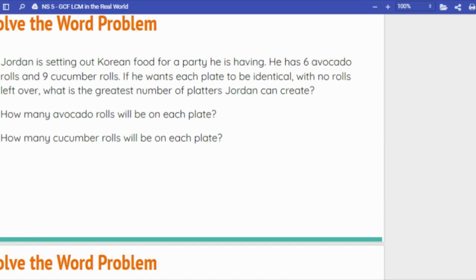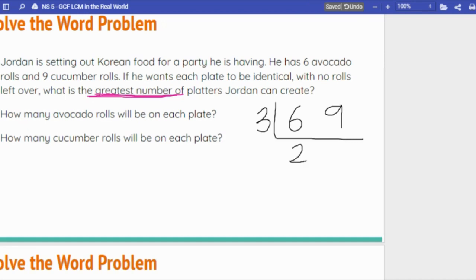So, again, I see a keyword, greatest number. It's nice when we see that greatest number because it tells us we're going to be finding the greatest common factor, or the GCF. So we have 6 and we have 9. We create our ladder. What goes into 6 and into 9? 3. 6 divided by 3 is 2. 9 divided by 3 is 3. Now I want greatest common factor, so I just take the number out front. What's the greatest number of platters that Jordan can create? 3.